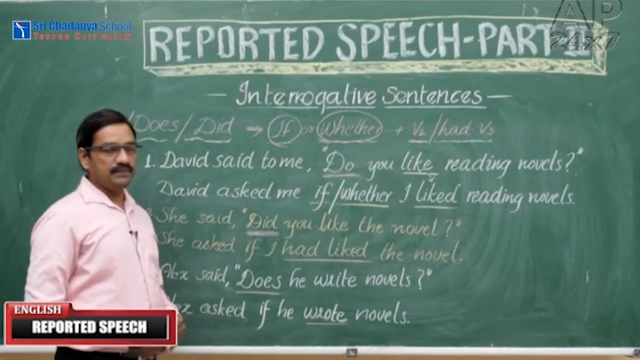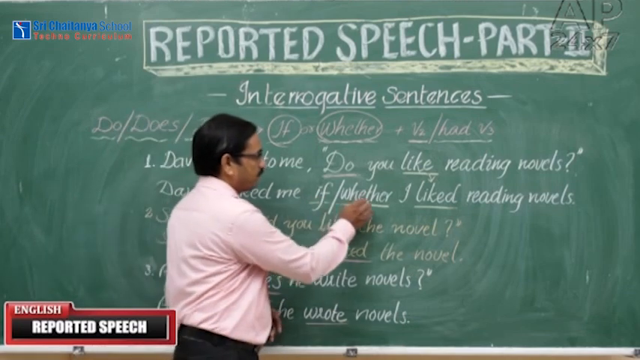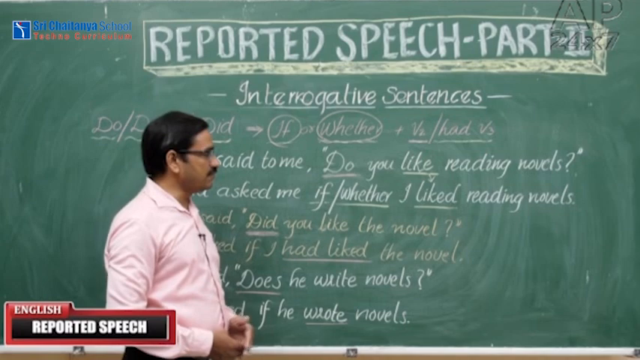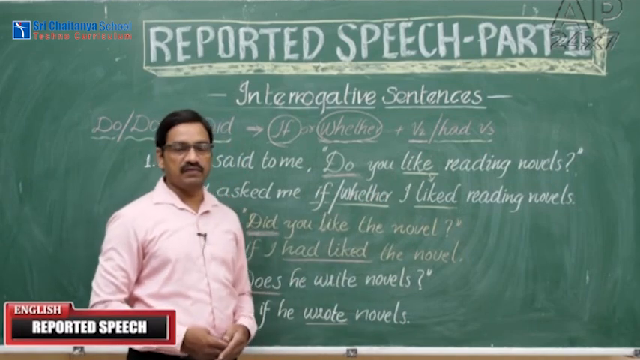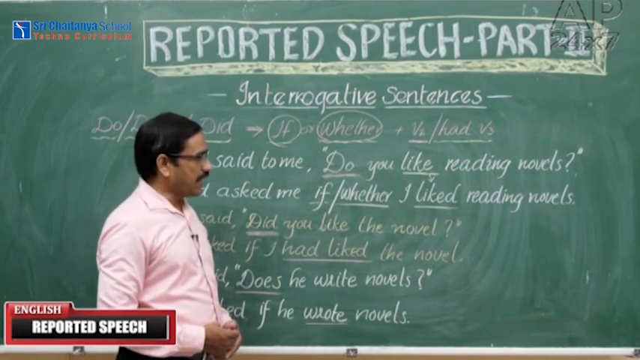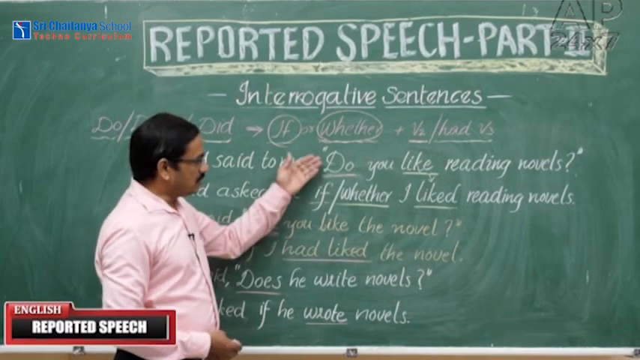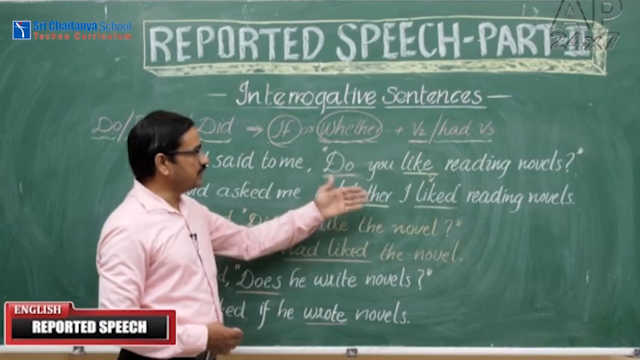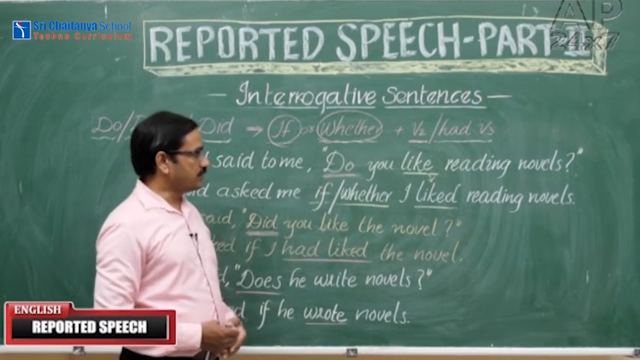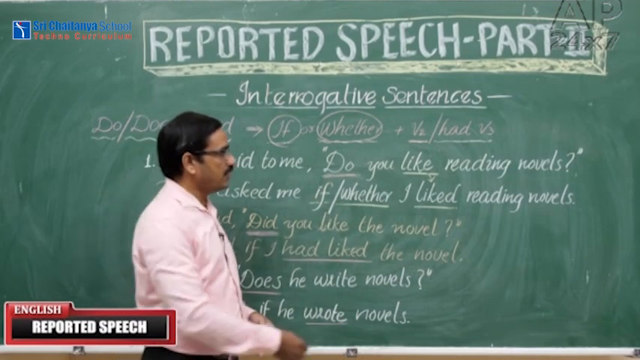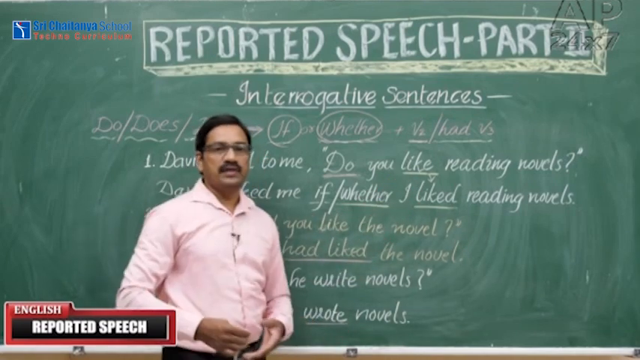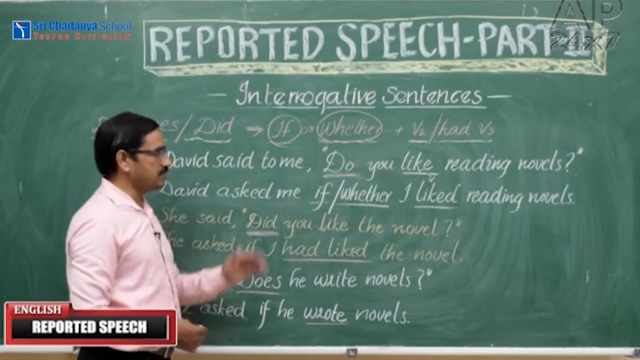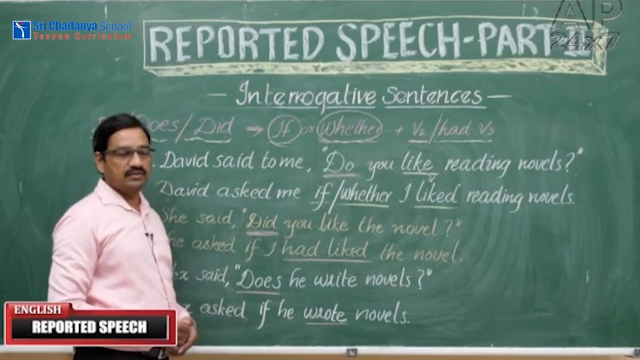David asked me if or whether. We can take one of them. David asked me if I liked. Like, the V1 changed into liked. If I liked reading novels. So remember, we have not repeated the do here. Do is missing in the indirect form. So instead of do, we have taken if or whether, and the main verb is changed into past form, like liked. David asked me if I liked reading novels.